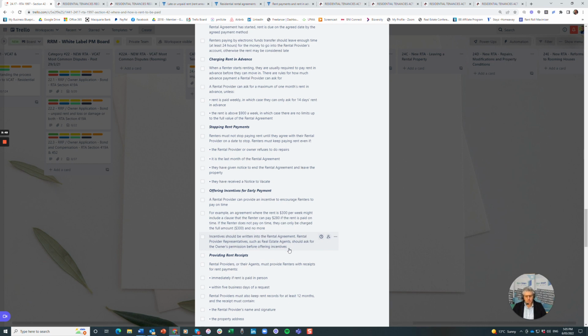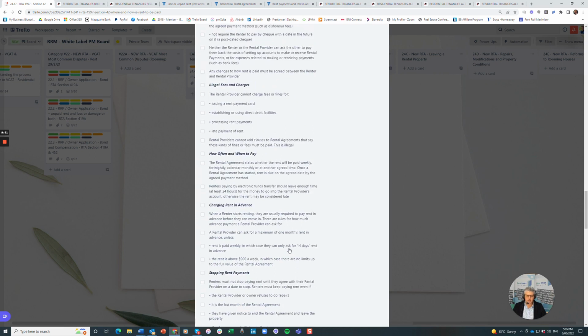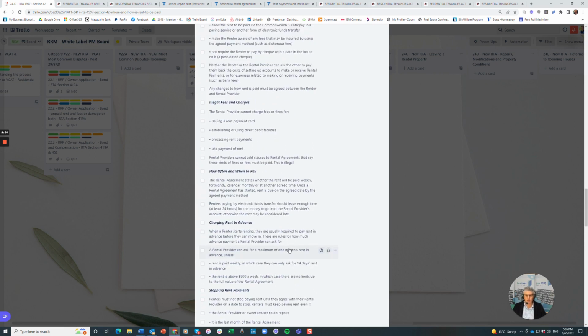So these are ways to try and get the renter to be paying on time. So you're not actually charging a penalty. What you're doing is offering an incentive for them to be paying early.